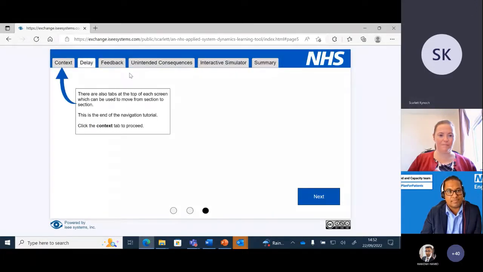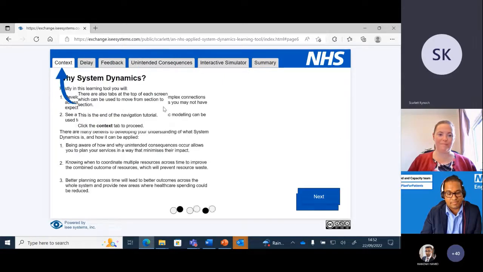This allows you, for example, if you wanted to refer back to any of the information, or cover concepts again, to go straight to that concept without having to go through the whole tool. So it allows you to skip sections and makes it a more useful resource that you can refer back to. In particular, this will be important when you want to skip straight to the interactive simulator that we'll get onto later. So we'll go on to context.